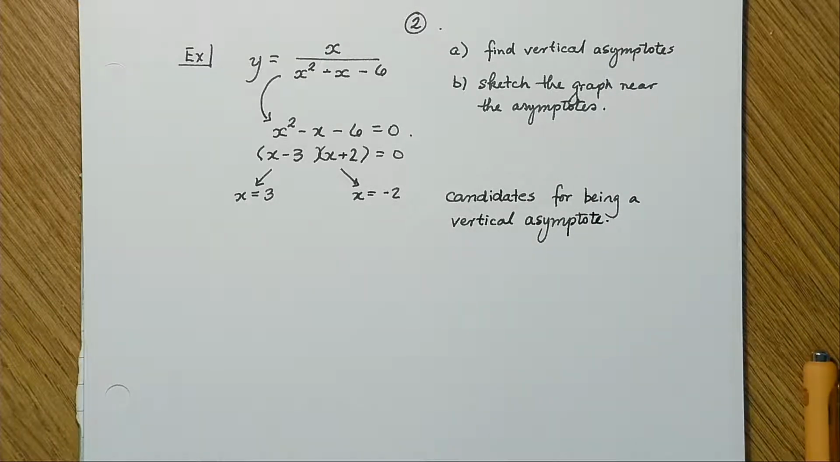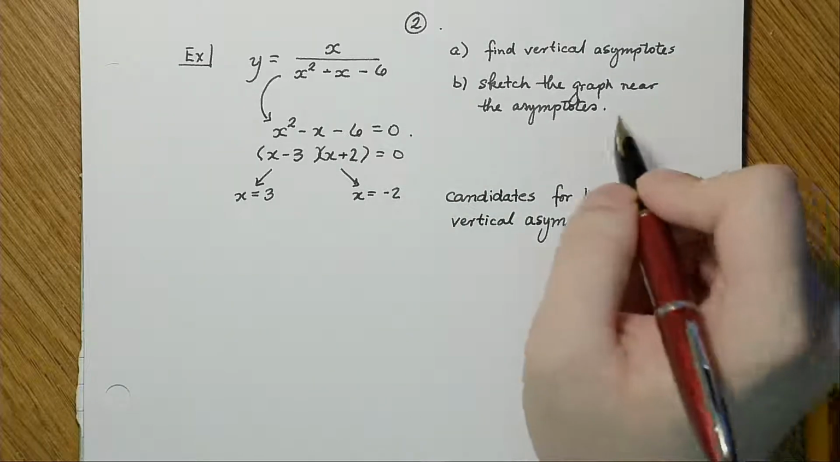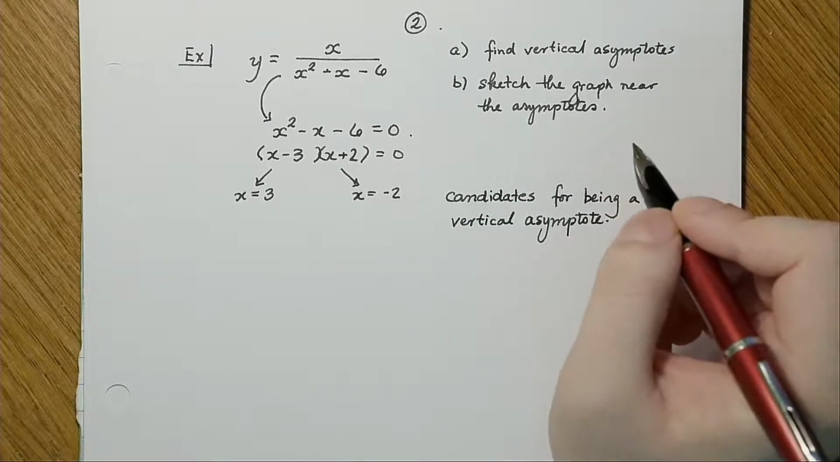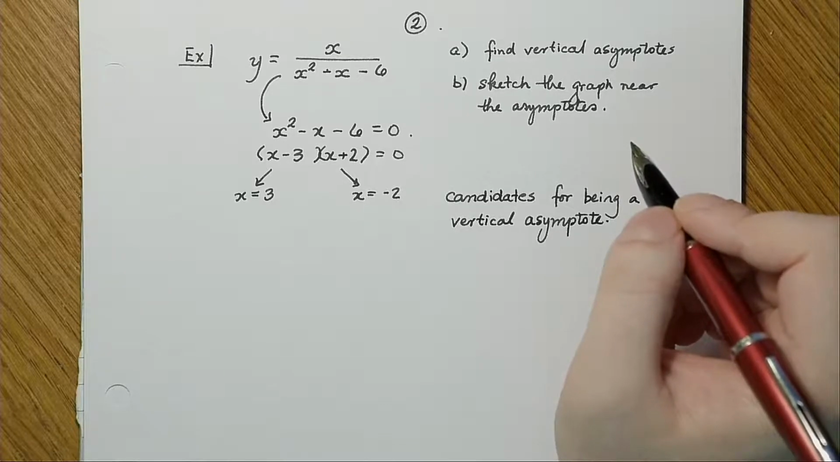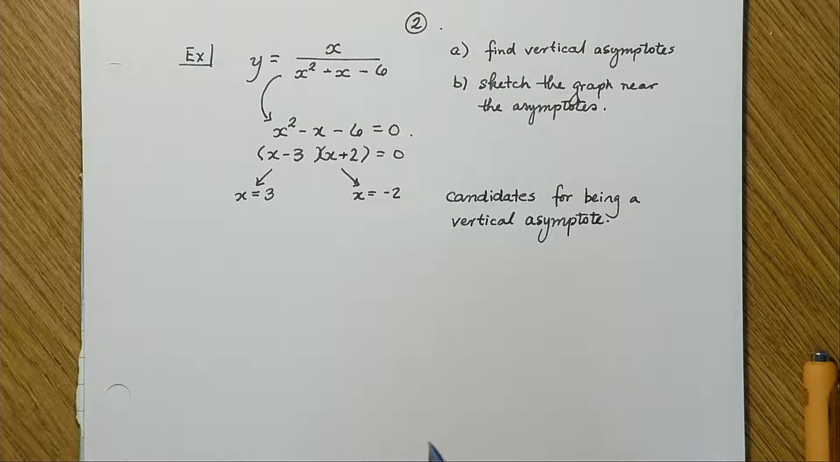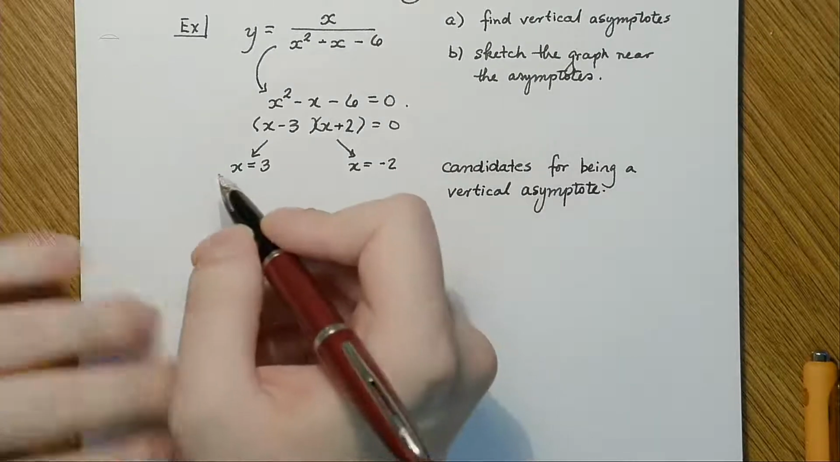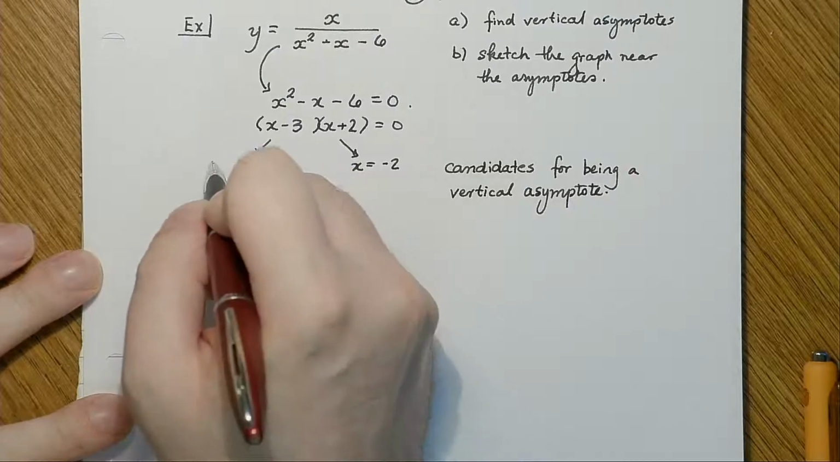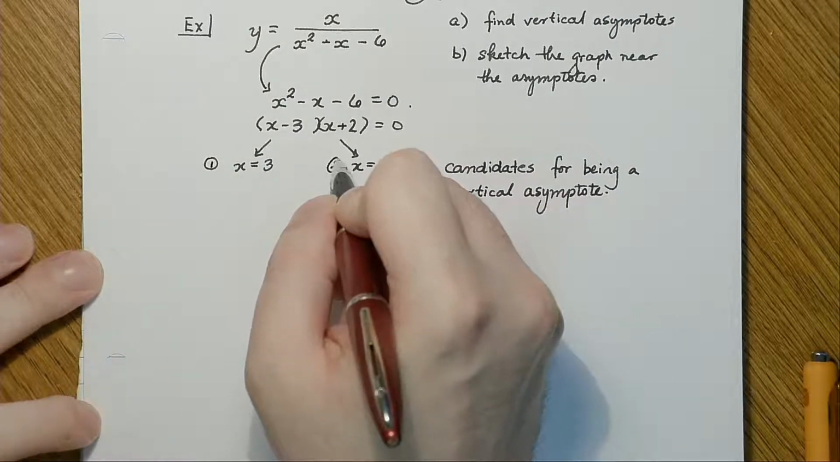Is that sketch? Yes, sketch the graph near the asymptotes. We're going to sketch it near the asymptotes. It doesn't have to be extremely accurate at that point, but you'll know what the behavior looks like. So what we do is we have our one candidate, we have our second candidate.